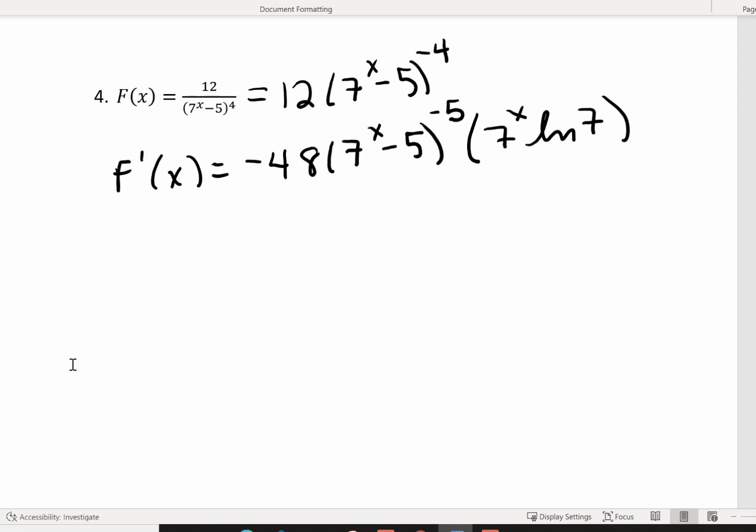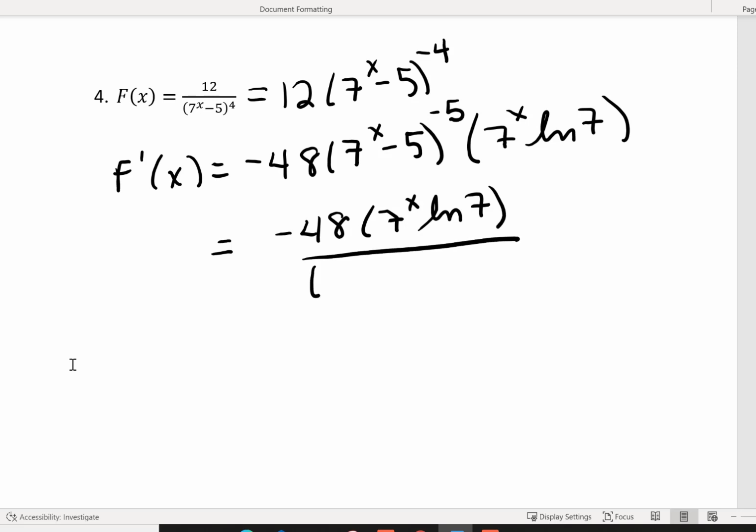You could leave it like this, that would be fine with me. If you wanted to rewrite it, I would leave the negative 48, the 7 to the x, natural log of 7, I would put those two together, they're being multiplied. The negative 5 says you would drop the 7 to the x minus 5 to the denominator and make it to the 5th power.